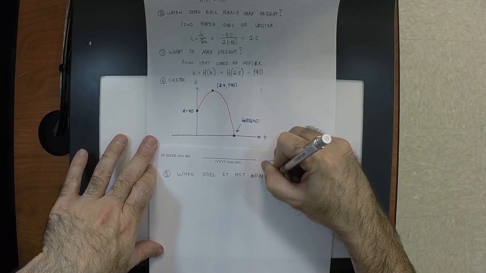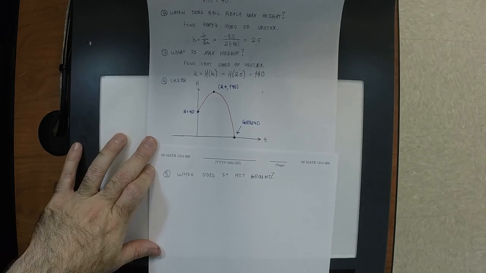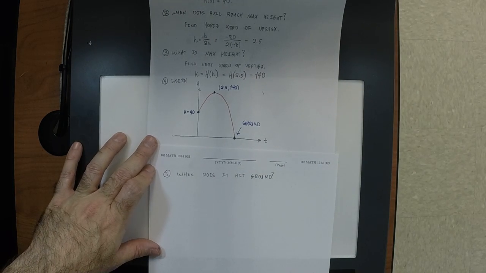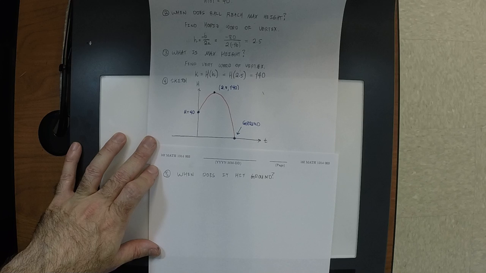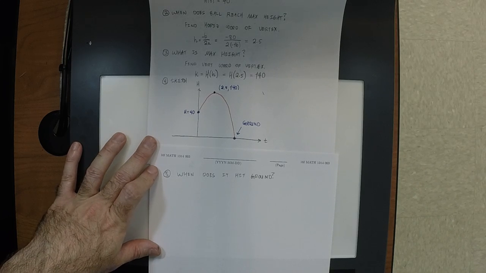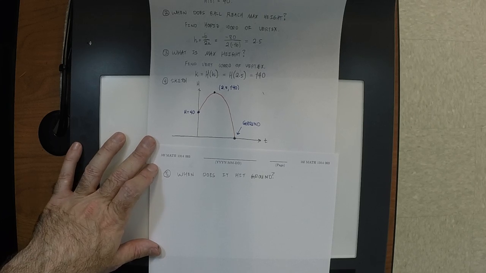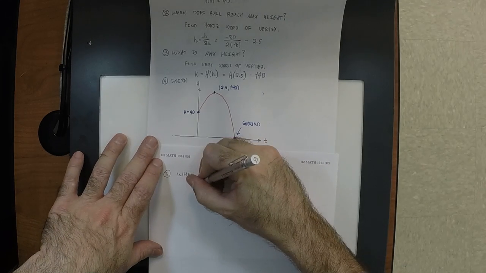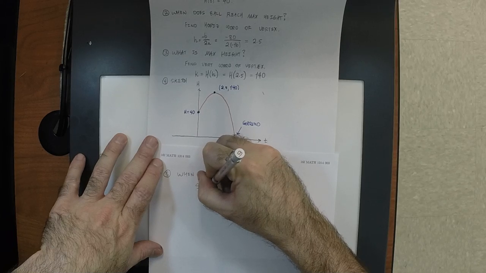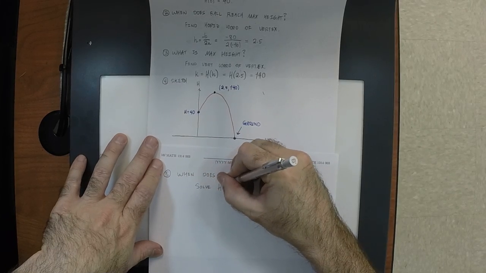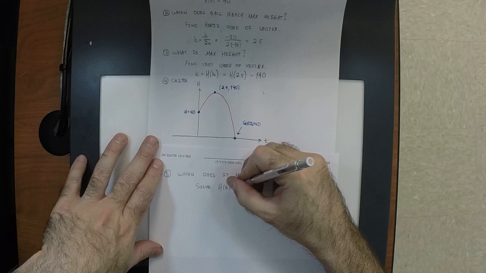Okay, so that's a perfectly understandable English sentence, but how do you translate this into a mathy sentence? When is the output zero? So I want you to solve an equation. So I want you to solve h of t equal to zero.